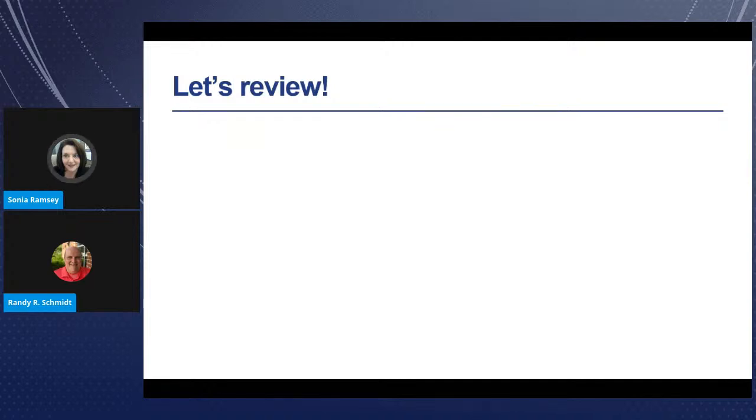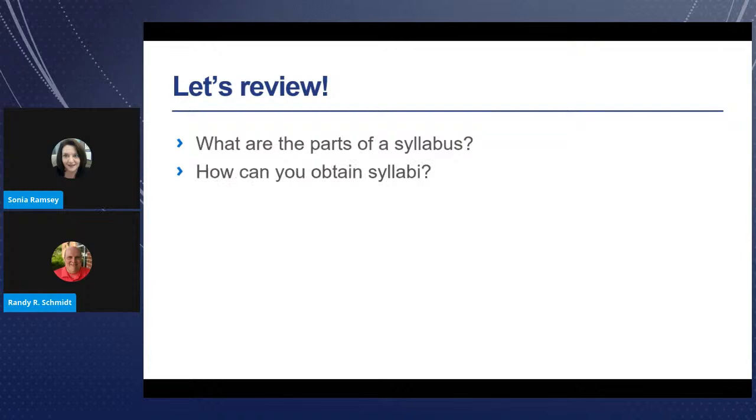Let's review what we've covered so far. What are the parts of a syllabus? Well, a syllabus generally includes the name of the institution, the number of credits for the course, a course description, a list of prerequisites for the course, information about textbooks or readings from the course, a list of exams and quizzes that you take as part of the course, and an outline which includes topics and a course schedule. How do you obtain a syllabus? Syllabi can be obtained by reaching out to the academic department or college at your previous institution.